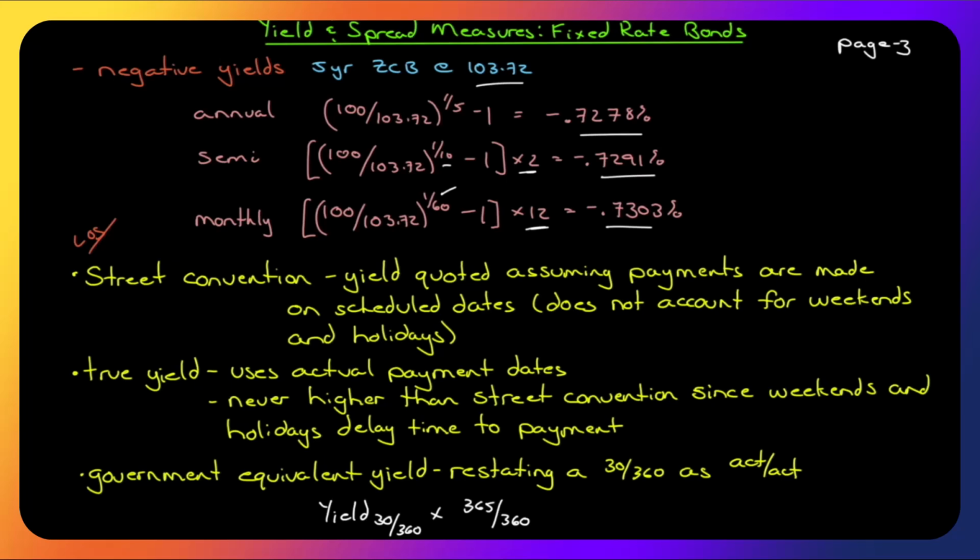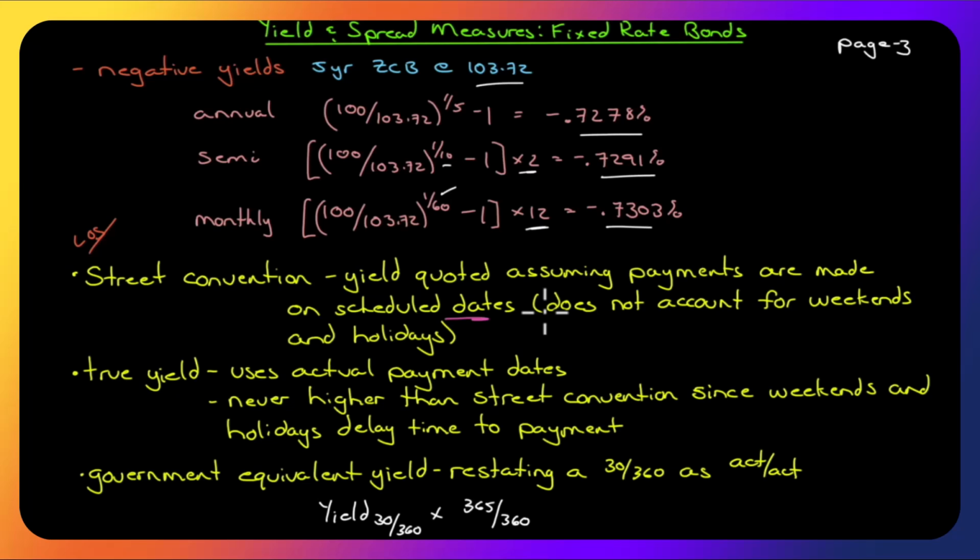And we do have some terminology here. The first one is street convention. This assumes that the coupon payments that a bond has is made on the scheduled dates. So the yield is quoted assuming payments are made on scheduled dates. Well, that doesn't sound too bad. Isn't that the way it is?